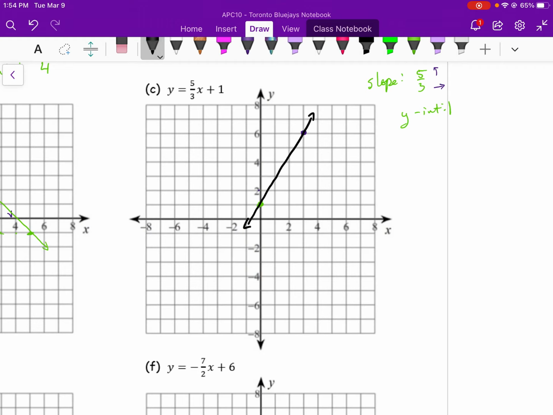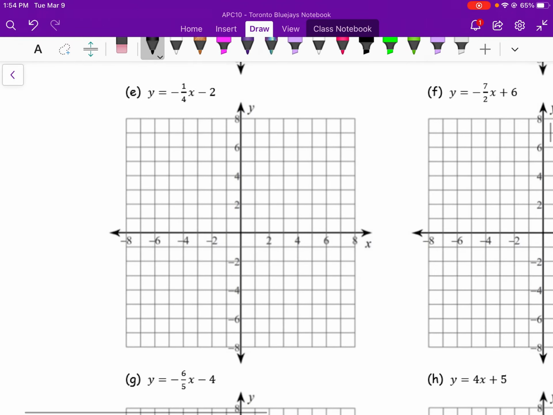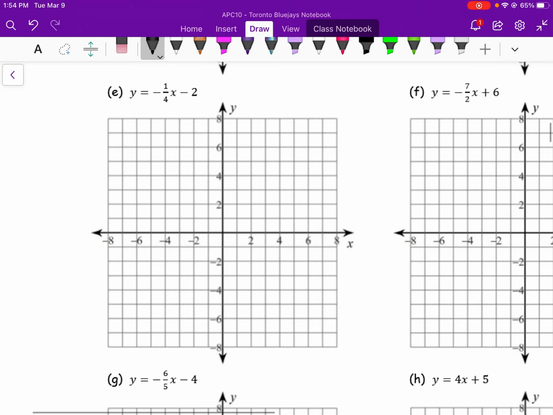Wasn't so bad. It was actually easier to have a fraction for a slope, I find. All right. I'm just going to maybe take 1 or 2 here and there.